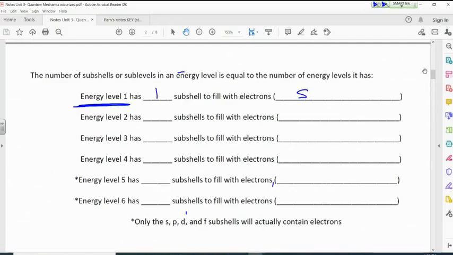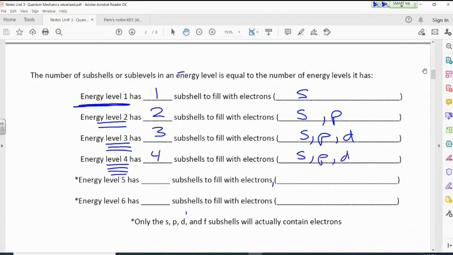In energy level 2, so when I get to row 2 on the periodic table, they have 2 subshells. And the electrons could take the S shape in a sphere or the P shape in the peanut. Energy level 3 has 3 subshells. So if I'm on row 3 on the periodic table, they can take an S, a P, or a D shape. Energy level 4, I feel like you get the point by now, has 4 subshells. So I could have an S, a P, a D, or an F subshell. All those shapes would be available to the electrons that atom has.